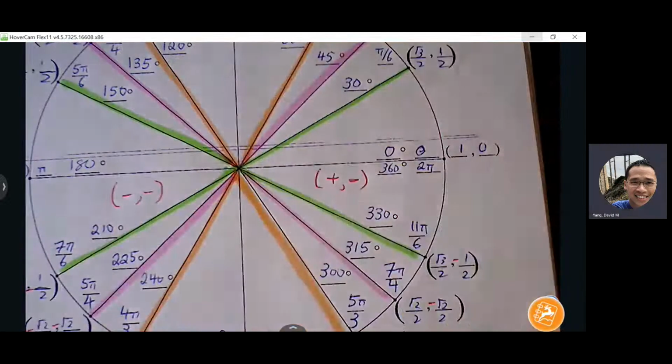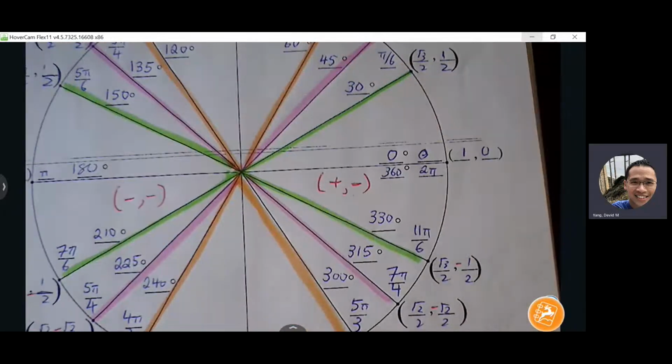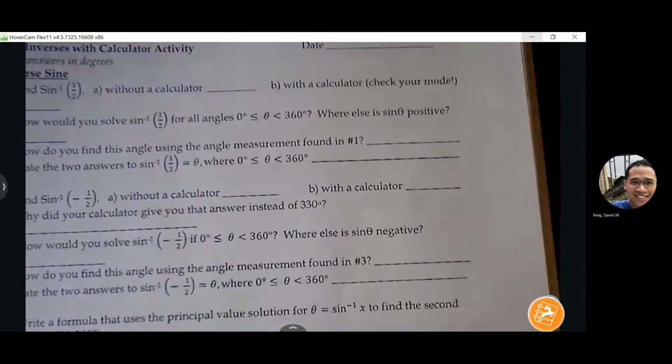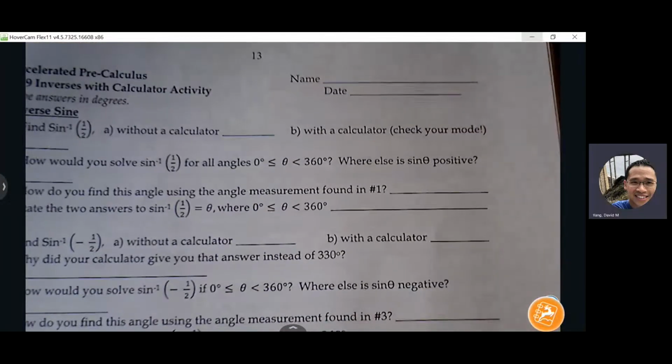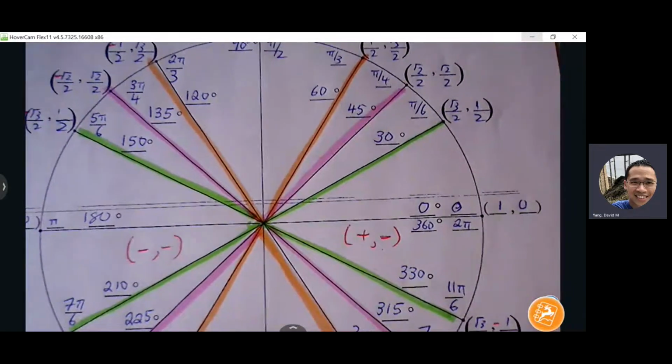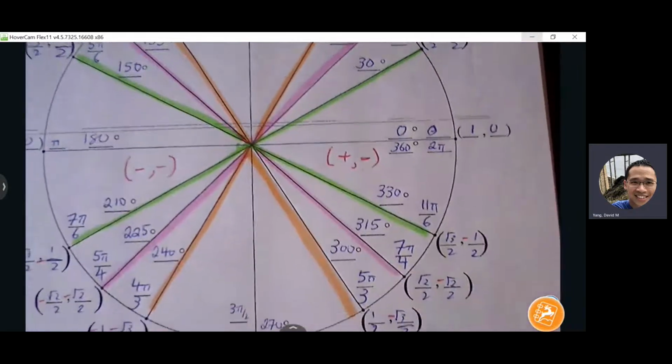Okay, so we're on page 13. I'm going to skip 11 and 12 for now. I'll go back and review them as needed, but I want to pick up on page 13. Before I jump to page 13, though, I just want to review something that you already know, and that is the unit circle and reference angles. So what is a reference angle?